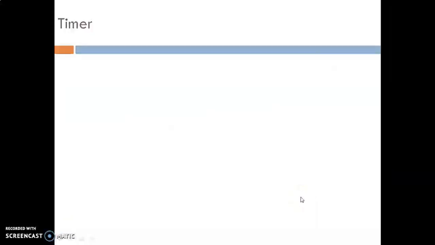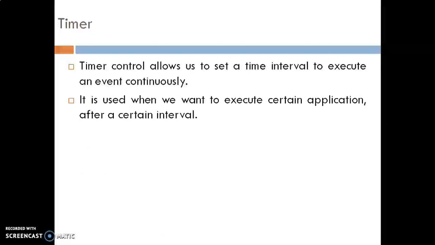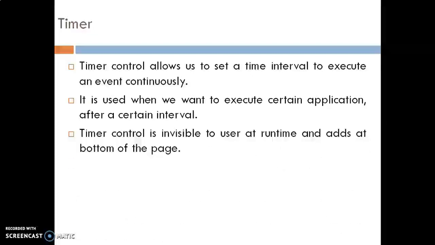Second control is the timer control. The timer control allows the user to set a time interval to execute an event continuously. Meaning whenever we want to execute some event continuously after a particular time interval, then the timer control is used. The timer control is invisible to the user at runtime, and whenever we add it in the form, it is placed at the bottom of the page.